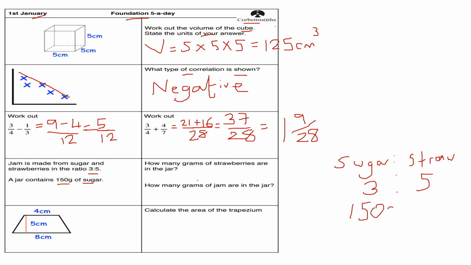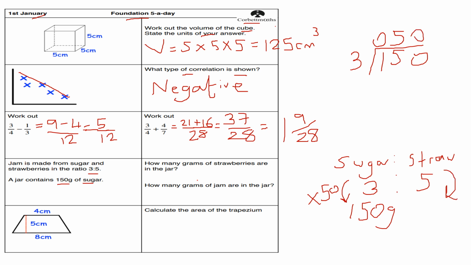Well, to go from 3 to 150, I'm going to multiply it by 50. Again, if you're not sure, I can just do a little bus stop here to the side. 150 divided by 3. 15 divided by 3 is equal to 5, so therefore your answer will be 10 times bigger. 3's into 1, I cannot do. 3's into 15 go 5 times with 0 left over. 3's into 0 goes 0 times. So I'm going to multiply this by 50. 5 lots of 50 is equal to 250. So there's 250 grams of strawberry in the jar.